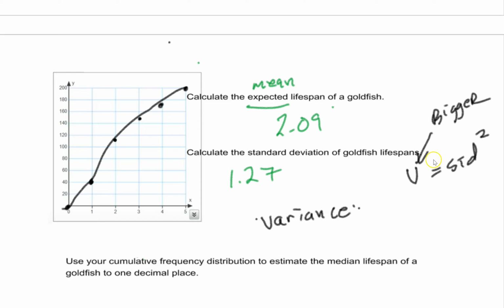How do I keep that in mind? I keep that variance is bigger. Right now I have the standard deviation, so I want to make it bigger, so I'm going to square it. So the variance of this will be 1.27 squared, whatever that happens to be.